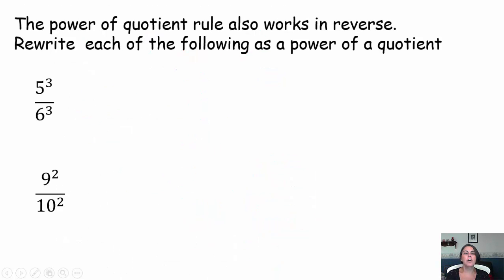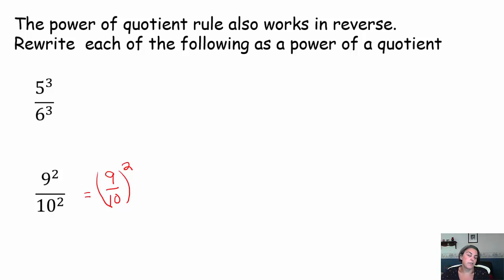Now the power of a quotient rule also works in reverse. We're going to rewrite each of the following as a power of a quotient. It might sound complicated, but it's really not that hard. If you have 9 squared over 10 squared, that's the same as saying 9 over 10 to the second power. Because 9 to the first, 1 times 2 is 2, 10 to the first, 1 times 2 is 2. So 9 squared over 10 squared is 9/10 to the second power.